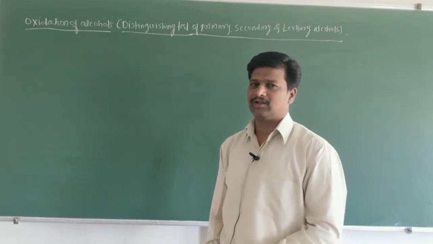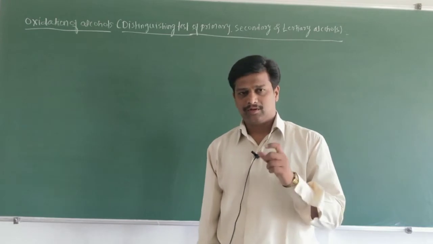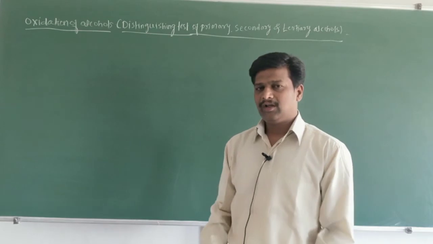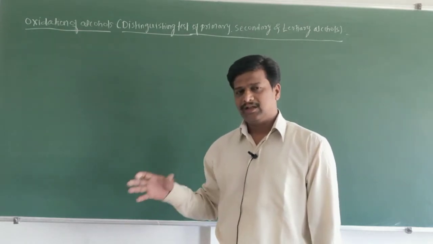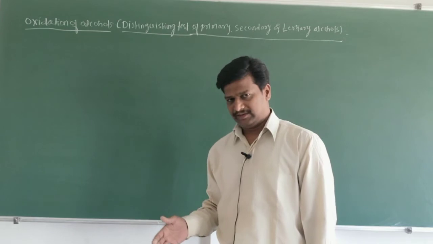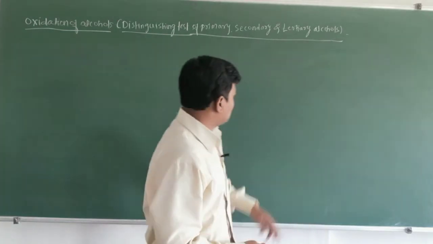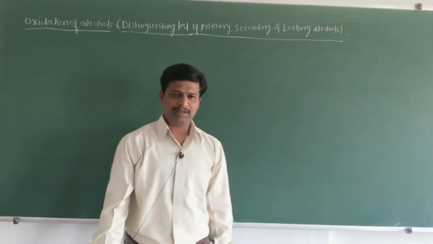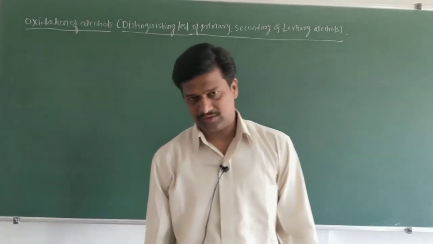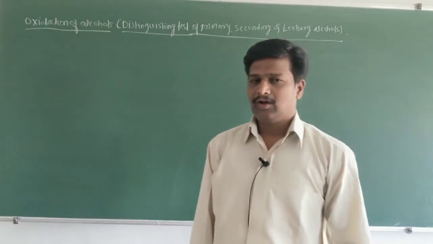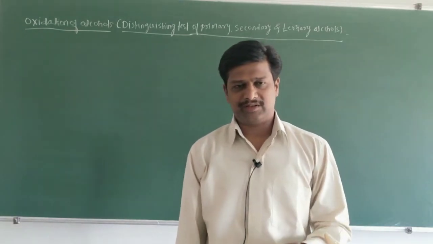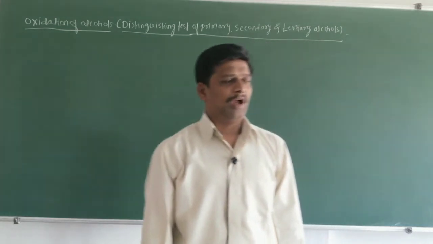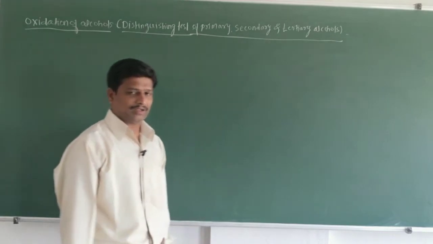In this reaction the products are carboxylic acids, but the routes to the carboxylic acid are different, and therefore it is known as the distinguishing test between primary, secondary and tertiary alcohols. Here the order of reactivity of this reaction is: primary alcohols are greater than secondary alcohols, and secondary alcohols are greater than tertiary alcohols.